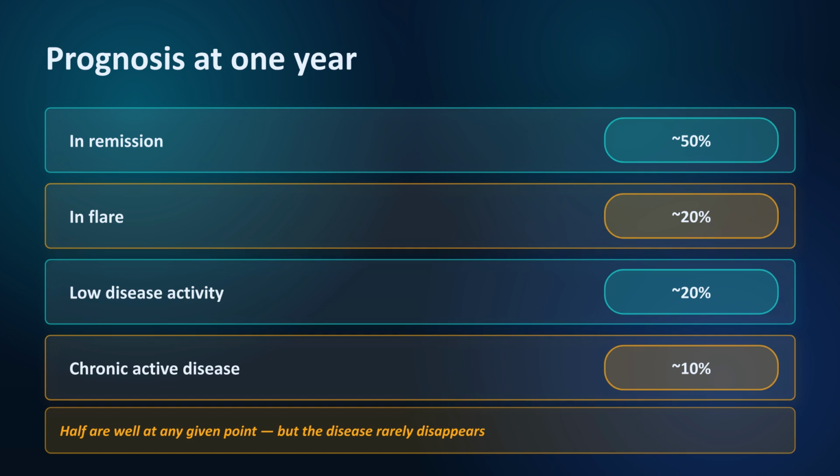Now prognosis at 1 year. About 50% of patients are in remission. About 20% are in a flare at any given point. About 20% have low disease activity, and about 10% have chronic active disease that never settles.